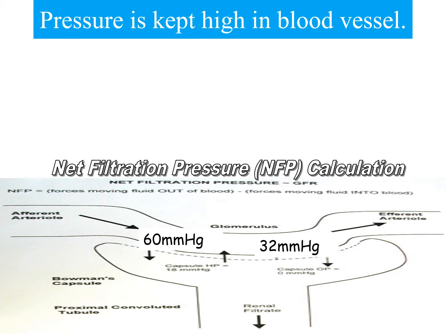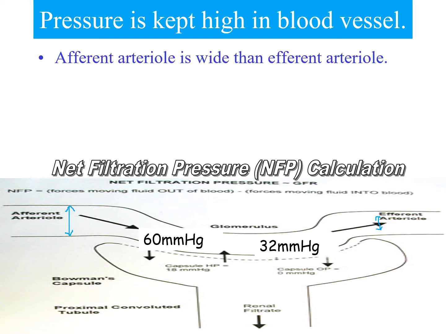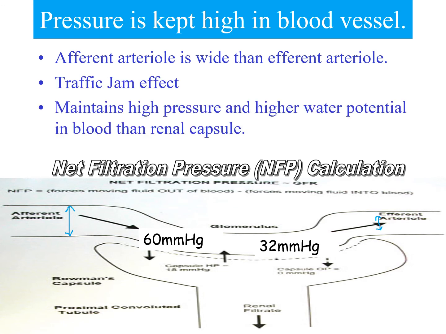So you just need to be aware of this pressure thing again, just to remind you. You can see there the pressure that we have is because the afferent arteriole has a wider lumen than the efferent arteriole, and you need to know those two terms. So the lumen of the afferent arteriole is wider than the efferent arteriole, and that means more blood can enter the glomerulus than can leave, and you get sort of a traffic jam effect, which maintains a high pressure. It also causes the water potential to be higher in the blood than in the renal capsule. So you always go from a higher water potential to a lower water potential, and that means that the majority of the net movement is into the Bowman's capsule.